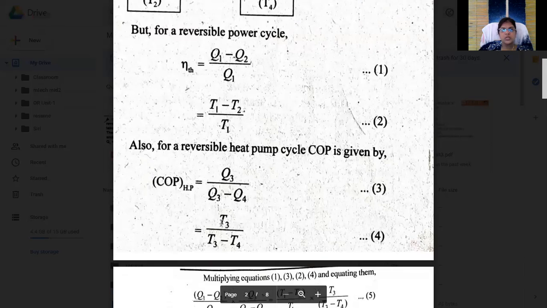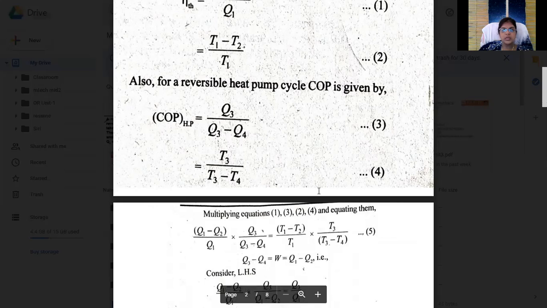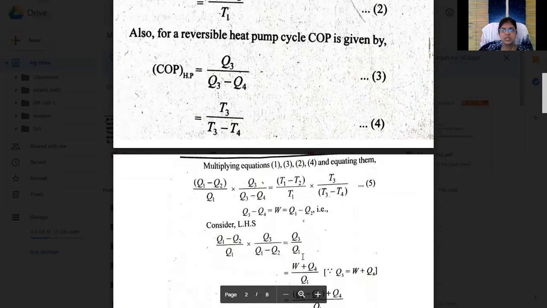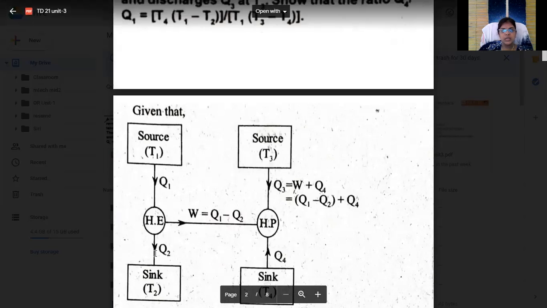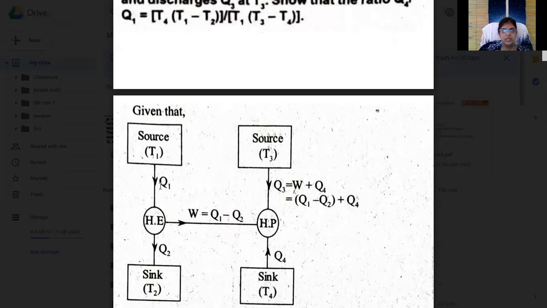Here we multiply equations 1 and 3, and 2 and 4. What is 1? 1 is Q1 minus Q2 by Q1, and in temperatures, T1 minus T2 by T1. Next, Q3 by Q3 minus Q4, which is T3 by T3 minus T4. Multiplying 1 and 3: Q1 minus Q2 by Q1 into Q3 by Q3 minus Q4 equals T1 minus T2 by T1 into T3 by T3 minus T4. Here Q3 minus Q4 is W, and Q1 minus Q2 is also W. Observe that for the heat engine the work done is the difference Q1 minus Q2, and for the heat pump the work done is the difference Q3 minus Q4.